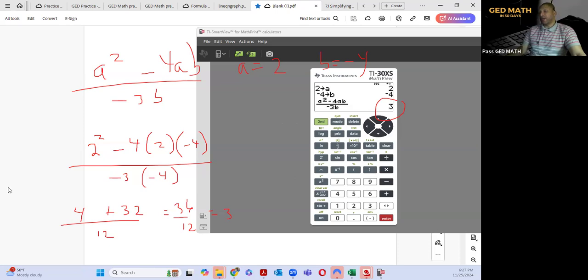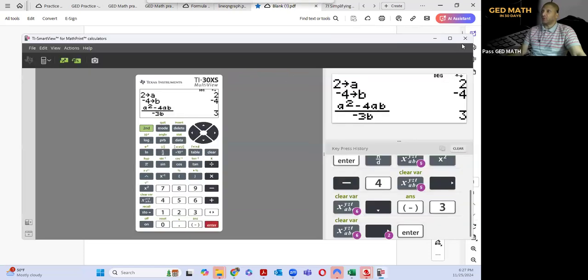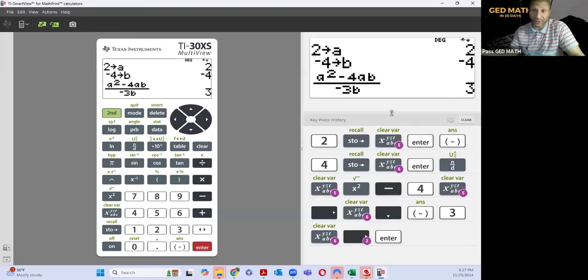So again, learning how to store a variable on this calculator not only will benefit you to evaluate an expression or to evaluate a function, but also if you have multiple choice and you know the formula being used, you could also use the multiple choice to plug numbers in.